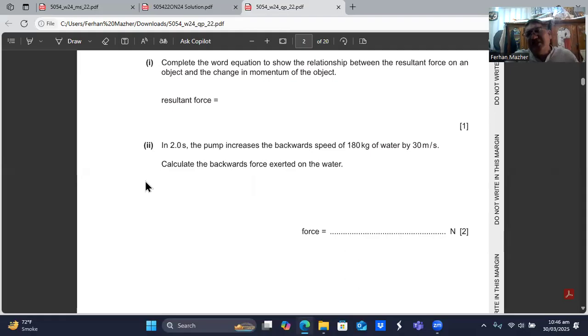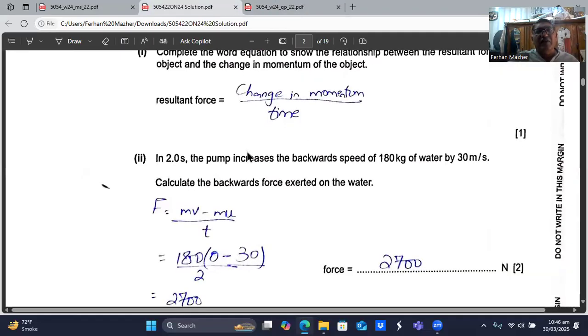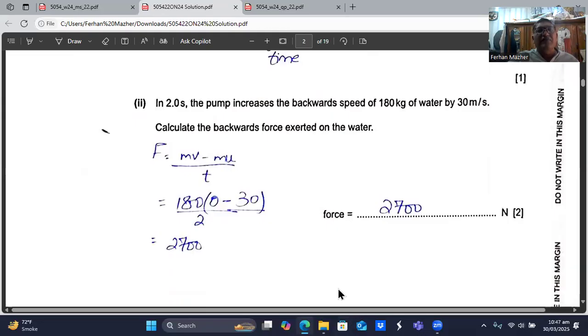That force will be the change in the momentum divided by time. That will be mv minus mu, the whole thing divided by the time. So here we go, mv minus mu, the whole thing divided by t. So the mass I can take common. That mass is 180 kg, bracket, and the final velocity is 30. She has made a mistake here.